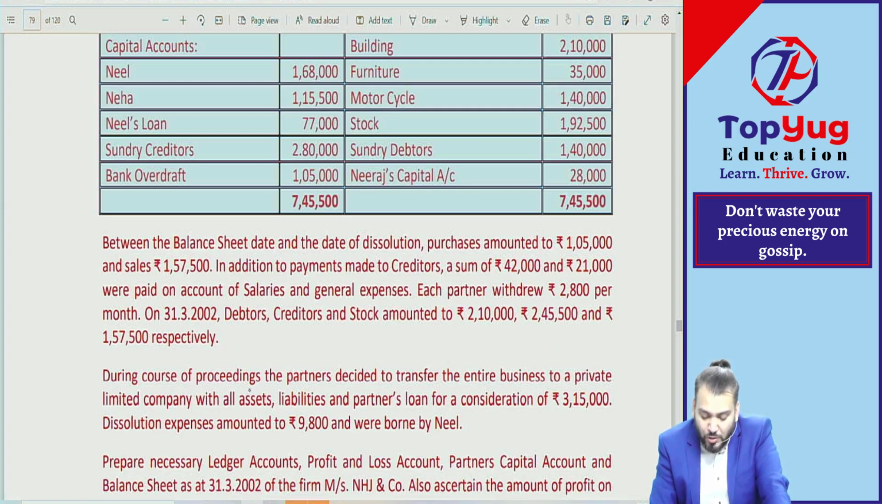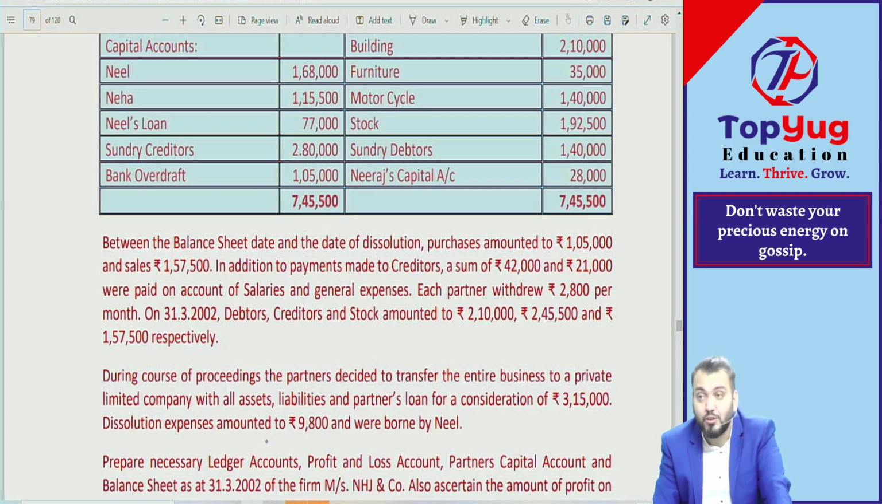During the course of proceedings, the partners decided to transfer the entire business to a private limited company with all assets, liabilities, and partners' loan. The partners' loan is also transferred for a consideration of rupees 3,15,000. What is given? Purchase consideration is given.